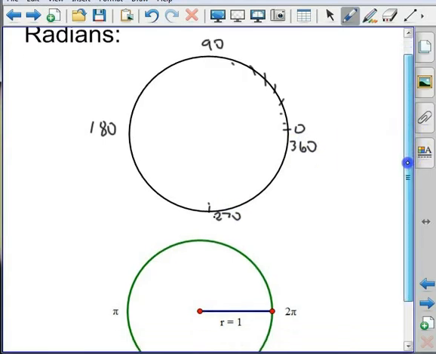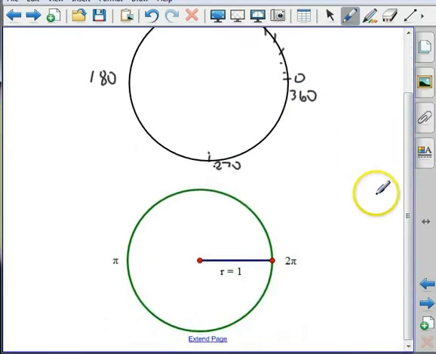Another way to measure a circle, and it's just a different unit of measurement, is something called radians. It's derived from the formula for the circumference of a circle, which says that it is equal to 2 pi times the radius. When we're measuring angles, it doesn't matter how big the radius is. So if we just make the radius equal to 1, then all the way around the circle is 2 pi, which is about 6.28.